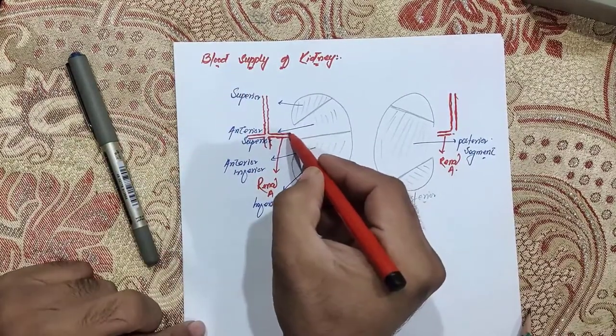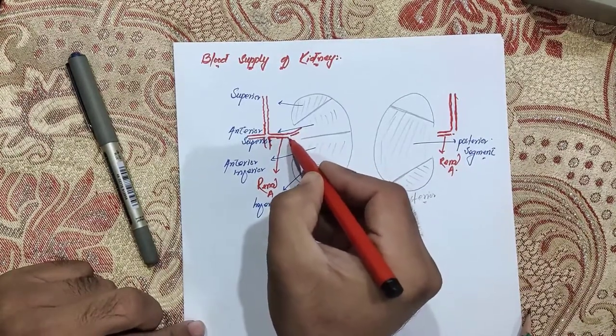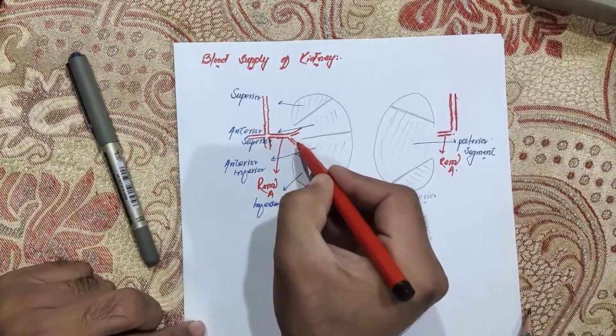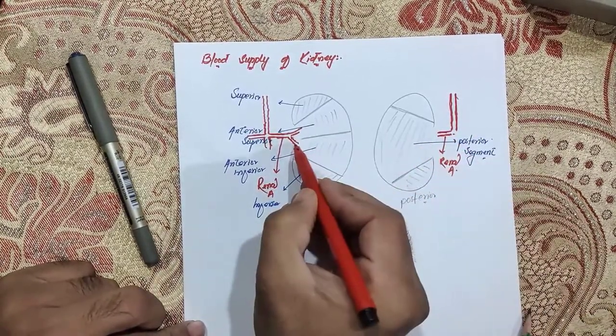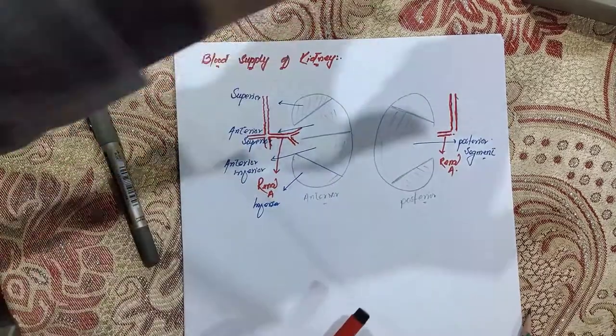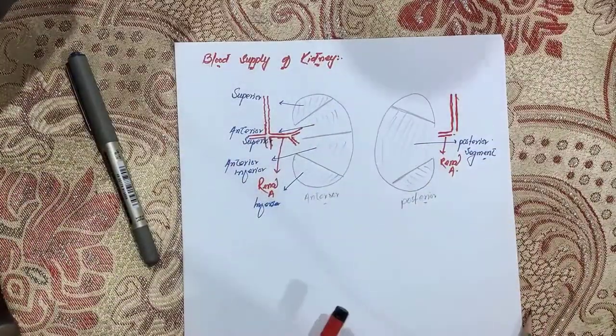One branch comes anteriorly, right, anteriorly, and one branch goes posteriorly. So the posterior branch I will draw in dotted manner, right? So this is posterior. Now if you look at the artery from the superior side, from this side, right, you're looking from this side here. So how will it look?